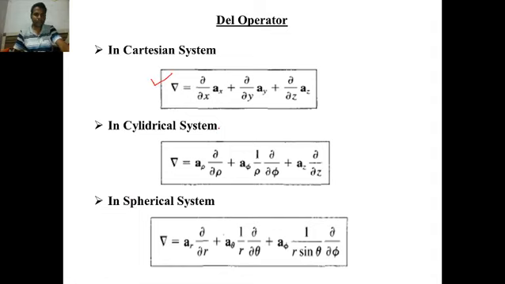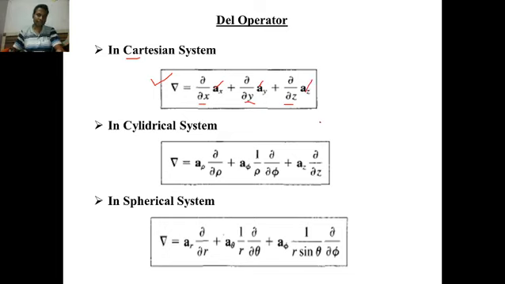How will you memorize this formula? You know the differential lengths in the Cartesian system are dx, dy, dz. You straight away write down these three differential lengths on the denominator side and attach the three unit vectors of that coordinate system.